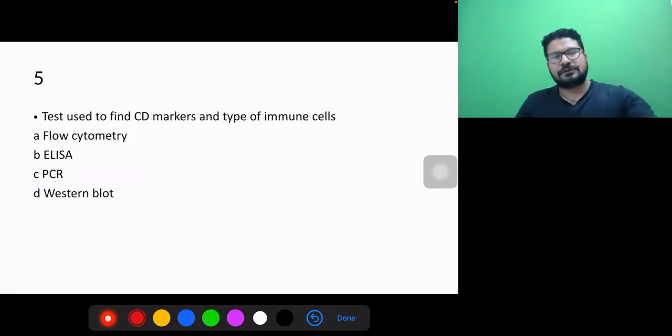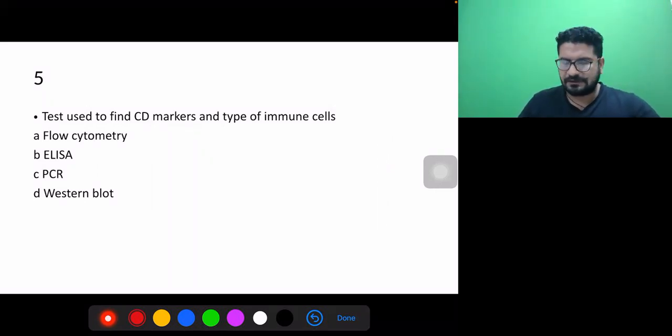Okay, the test which is used to find CD markers and type of immune system cells. For these CD markers and immune system cells, we use flow cytometry. This is an effective test to diagnose many different types of solid tumors and sometimes leukemias and lymphomas.